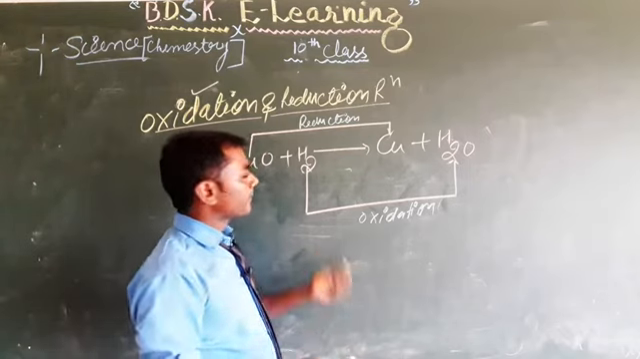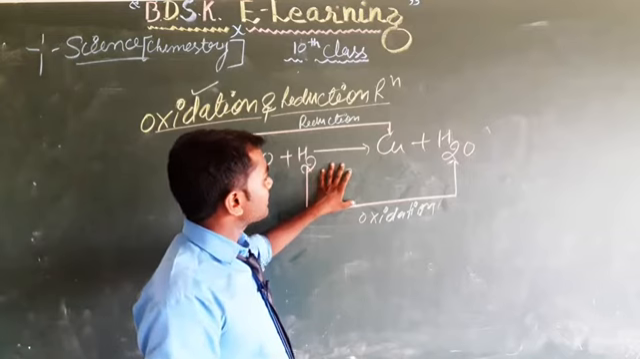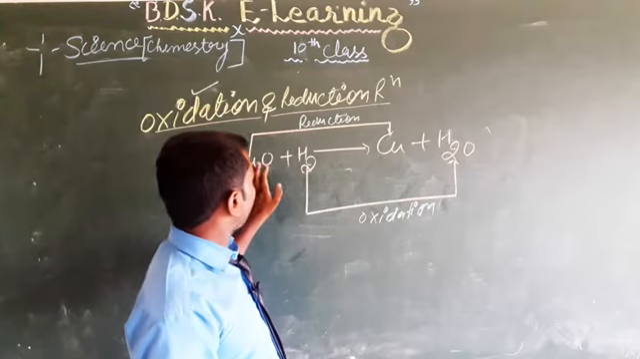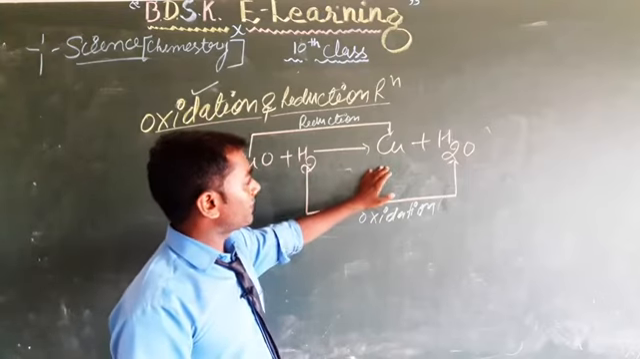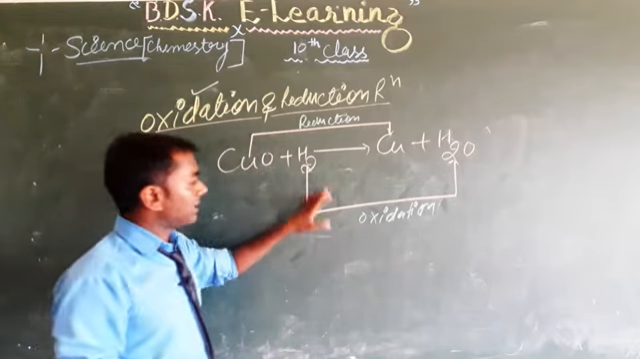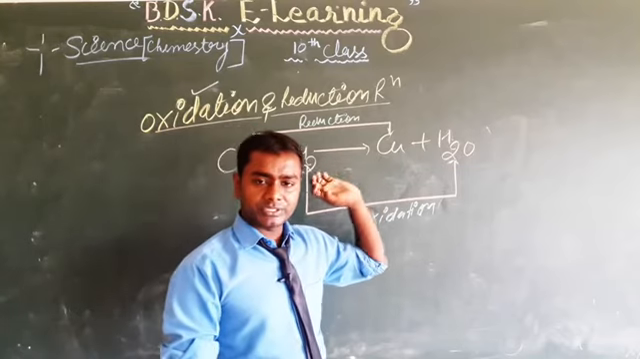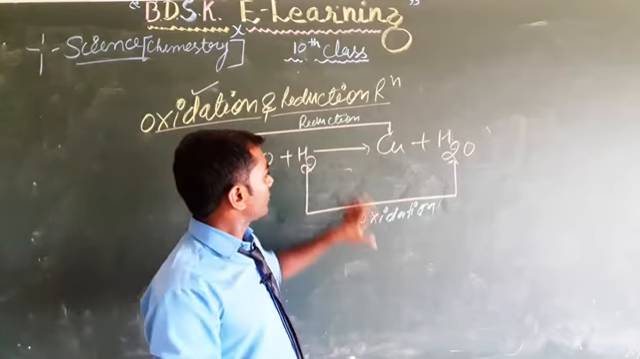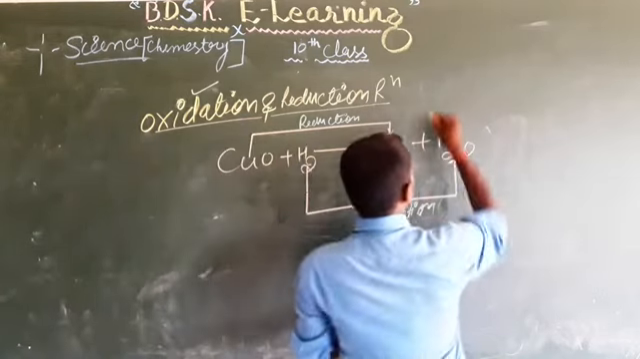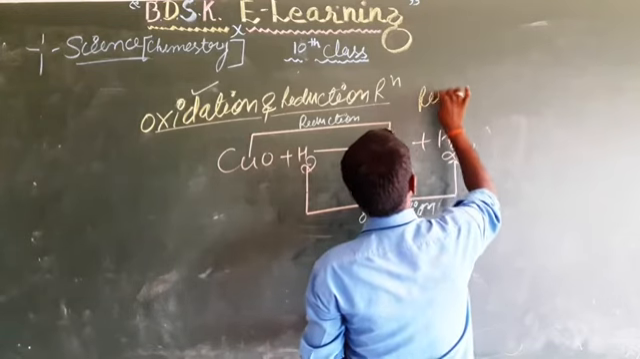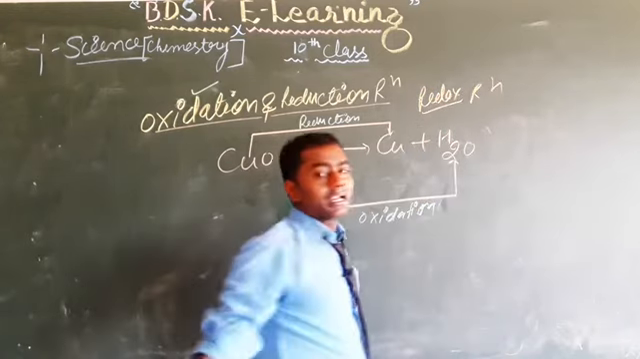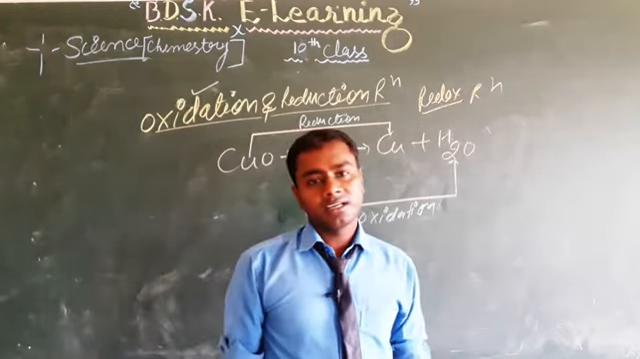Okay, so you can simply identify the oxidation and reduction reaction. In reduction, a removal of oxygen takes place to form Cu from CuO, and in oxidation H2 changes into H2O on adding oxygen. Okay, so overall this is a redox reaction. What? Redox reaction. I already told you that oxidation and reduction reaction is called redox reaction.